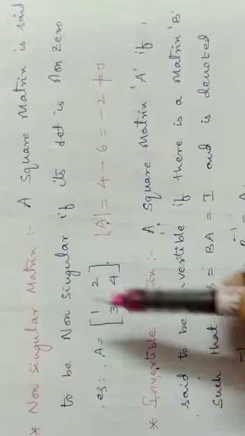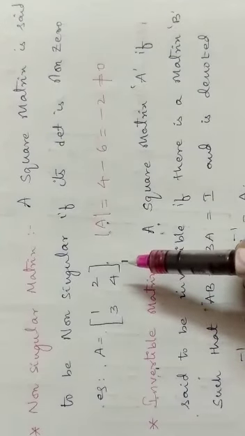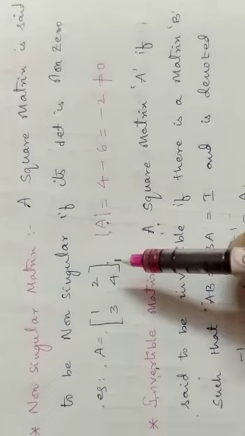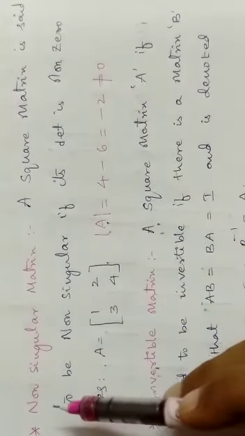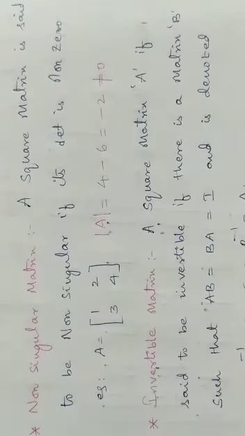Non-singular matrices or singular matrices must be square matrices. It can be 2 by 2 or 3 by 3. If the determinant is not equal to 0, that matrix is called a non-singular matrix.